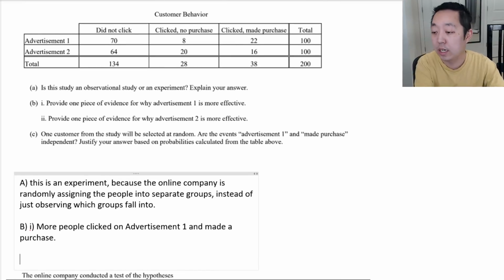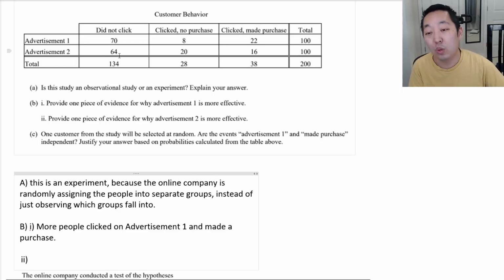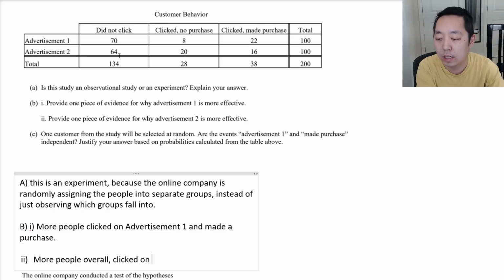Okay, let's look at number 2. Provide one piece of evidence for why advertisement 2 was more effective. Well, advertisement 2 had more overall clicks, right? Because advertisement 2 had 36 people total click versus advertisement 1 had 30 people click. Sometimes for advertisement, it doesn't necessarily mean that the purchase is the most important thing. Just having some people be interested in your product is useful. It makes it a useful advertisement. So more people overall clicked on advertisement 2.